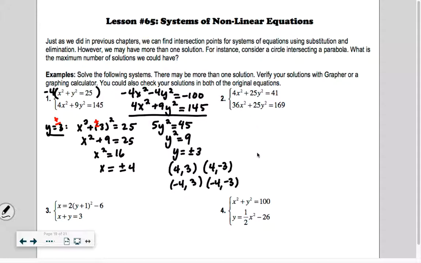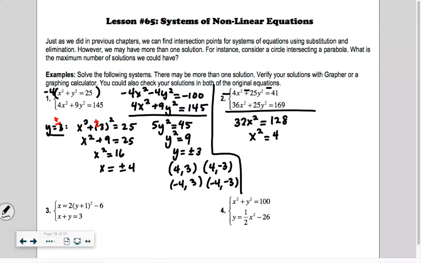All right, so number 2. This one's kind of nice for us because we got 25y squareds, right? So I'm going to multiply the top one through by a negative. And when I add straight down, I get 32x squared is equal to 169 minus 41, 128. Is that right? So if I divide it out, I get x squared is equal to 4. So what's x? Yep, plus or minus 2.